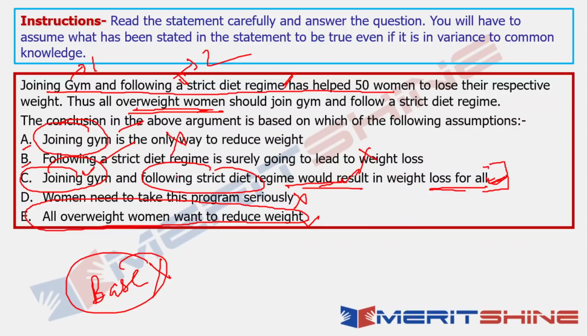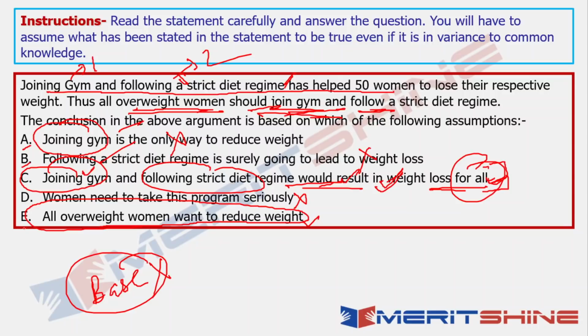If I say that joining gym and following strict diet will not result in weight loss for all, then also the author can come out with this conclusion because it does for overweight women. Even if it is not for all, if it does for overweight women, he can come to it. Right. So, negating this does not negate the conclusion.